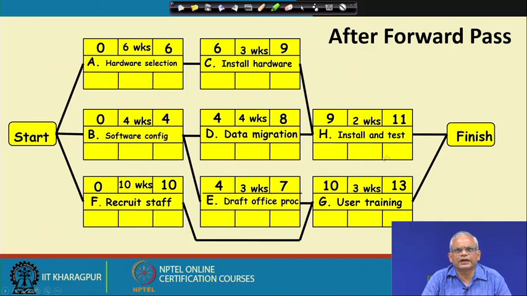Now, we will start the backward pass, where we will compute the latest start time and latest finish time for all the tasks. We will start from the finish node. The finish node, the latest finish time is 13, that is both have to complete. Even the earliest finish time is 13, because both have to complete. So, for the last node, the earliest finish time is equal to the latest finish time, which is equal to 13.